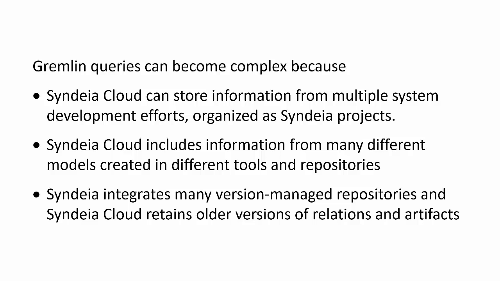Syndeia integrates many version-managed repositories, and Syndeia Cloud retains older versions of relations and artifacts. We often want to confine our query results to elements valid at a particular point in time, usually the latest version of the model. One way to approach the problem is to learn how to filter each vertex and edge as we traverse the graph. Then we can string these steps together to build more complex queries. We will look at some very simple examples to show how Gremlin applies these filters.